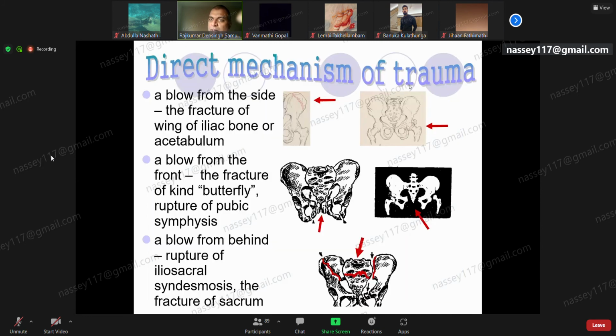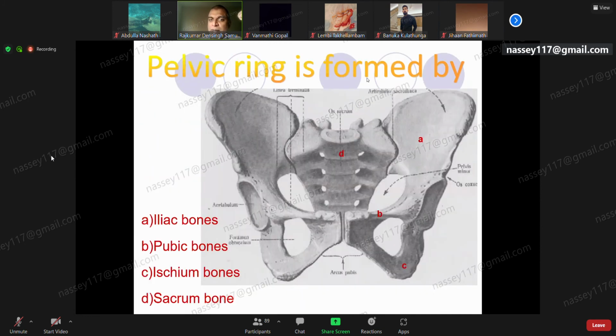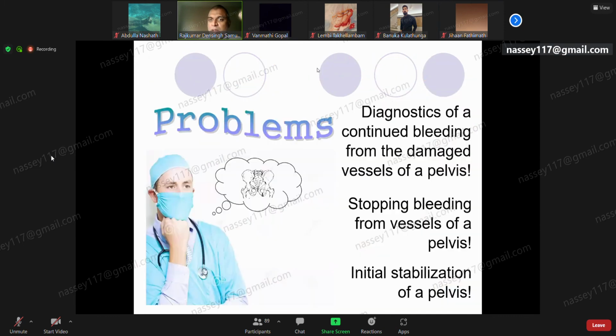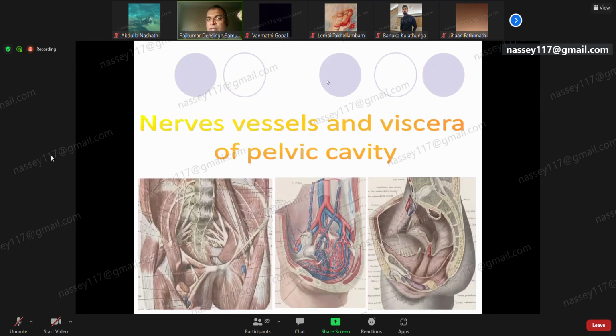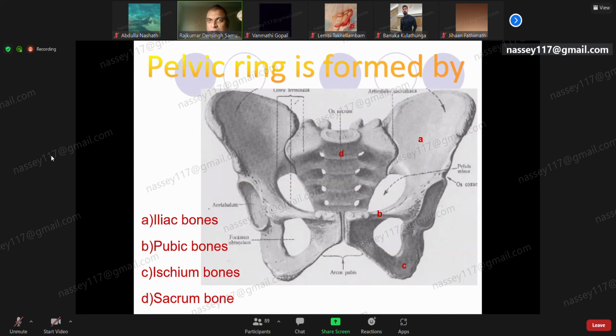There is one more variant that we can see in the mechanism of injury, which we just saw in the picture. When there is a fracture of the acetabulum, especially when we have a blow from the side, what can happen? Here we'll have the head of the femur. It leads to fracture of the acetabulum, and the head of the femur will come inside the pelvic cavity. This is called central dislocation. Central dislocation of the head of the femur will happen only when there is fracture of the acetabulum. So you should think about these two variants.